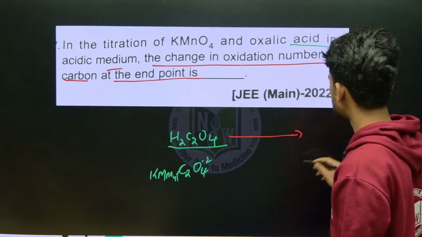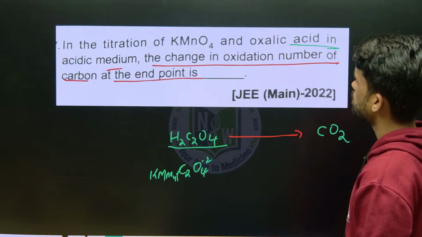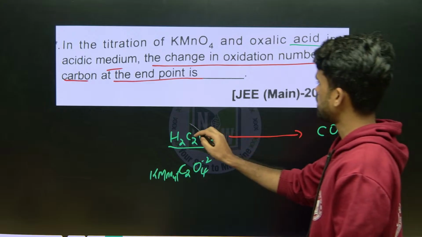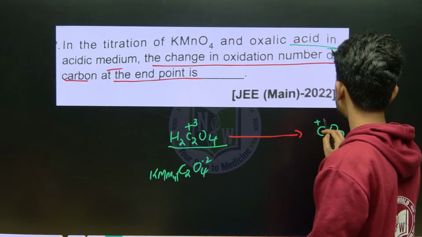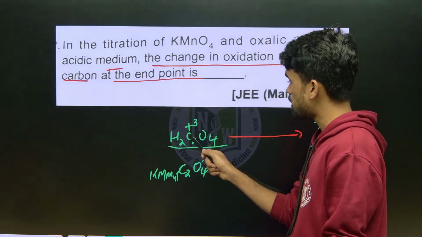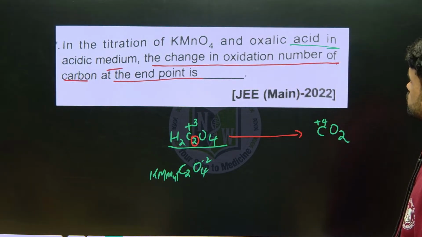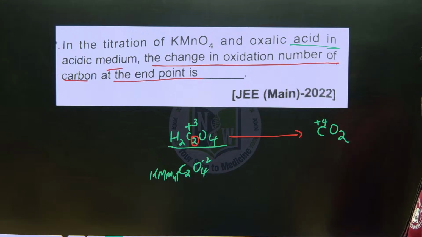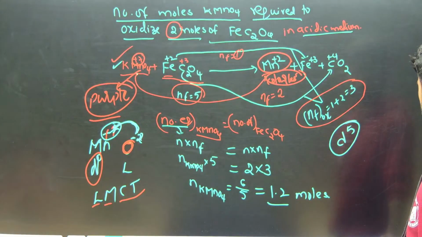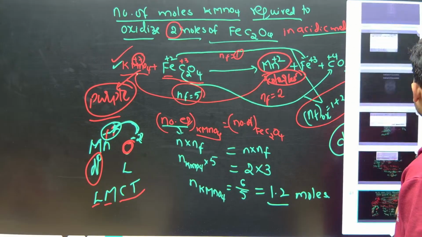What is the change in oxidation number for carbon from this oxalic acid? It is converting from +3 to +4, so the change in oxidation number is 1. Here it is +3, here it is +4. They are not asking the number of electrons, they are just asking the oxidation number change. Okay, 1. Then next, this is done. Next question.